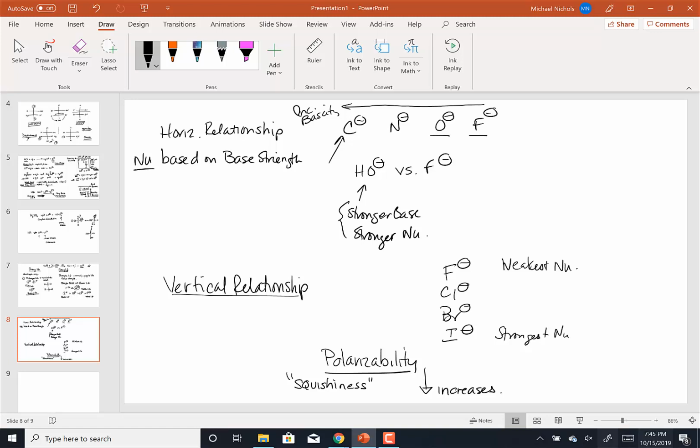All right, what is squishiness? Squishiness is the difference between a golf ball and a Nerf ball. One is not squishy and the other one is. Okay, and you might say, well, that's pretty absurd. Not really. Because when we talk about squishiness in terms of polarizability, what we're talking about are the electron clouds. How deformable are the electron clouds?